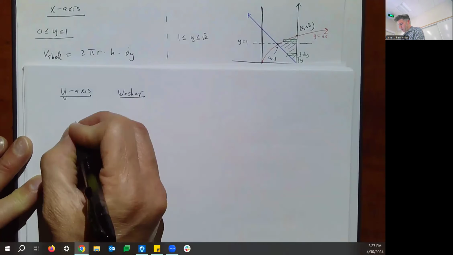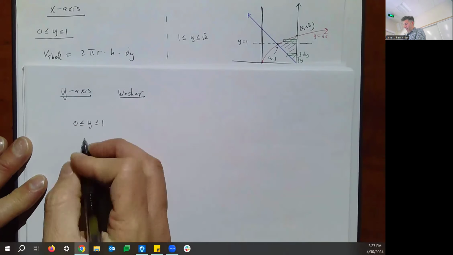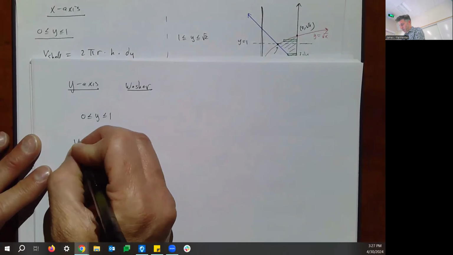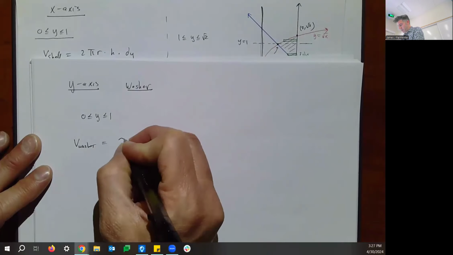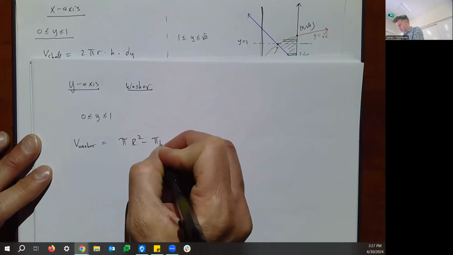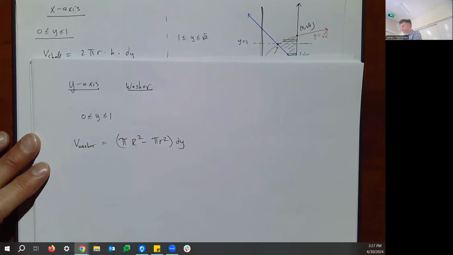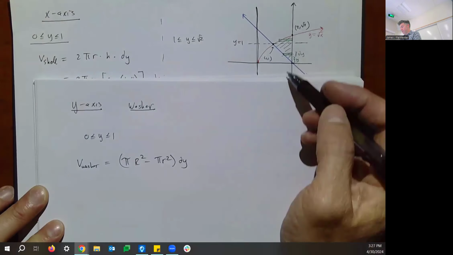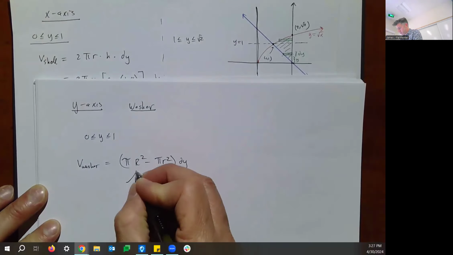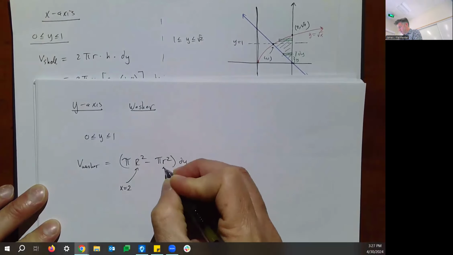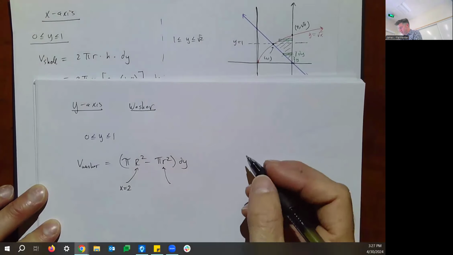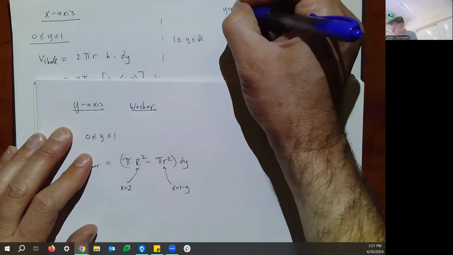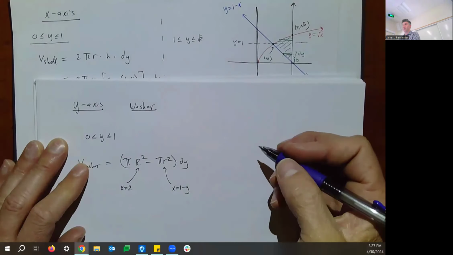So for the y between 0 and 1 section, we're going to have the usual formula, right? The volume of our washer is pi times the big radius squared minus pi times the little radius squared, all times the thickness. And for our region here, our big radius is x equal to 2. Our little radius is the closer function, x equal to 1 minus y. Right? This blue line here, which is y equal to 1 minus x, if I solve for x, I do get x equal to 1 minus y.